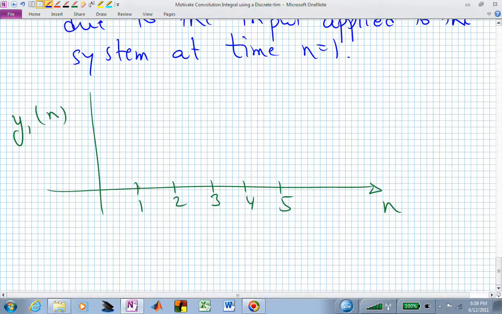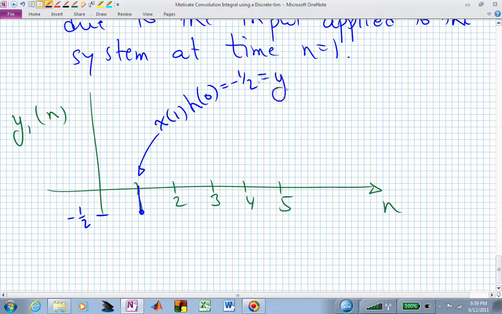We apply the input at time 1. That says then that we will have a response of -1 times the pulse response at time n equals 0, which is 1/2 times -1, or -1/2. This value is then x at time 1 times h of 0, which is -1 times 1/2, or -1/2, and that's going to be y sub 1 at time n equal 1.